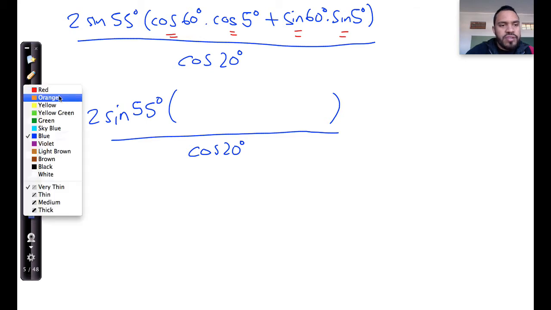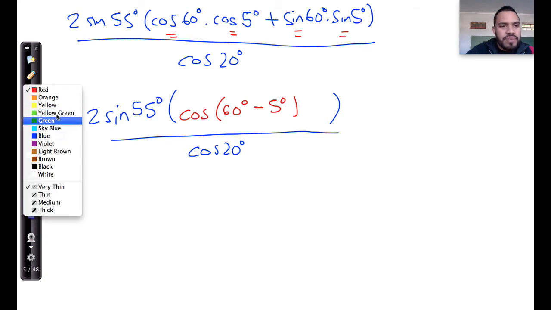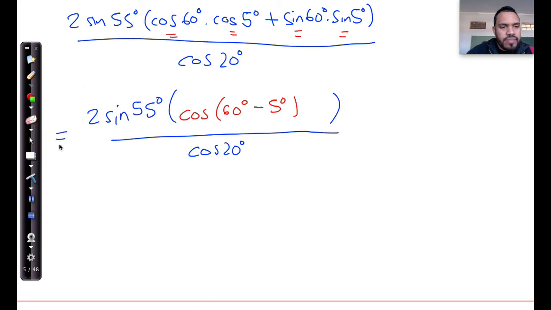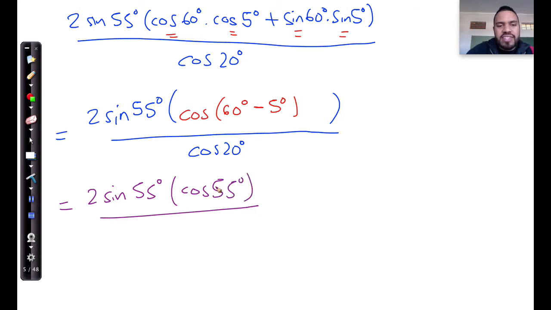As you know, this thing over here is the identity for cos. And when I see a plus sign in the expansion, I know I must use a minus sign here when I'm dealing with cos. That's going to be 60 minus 5 degrees. So let's simplify that further. That's equal to 2 sine of 55 degrees multiplied by cos of 55 degrees, and as you can see, that's another identity, divided by cos of 20.